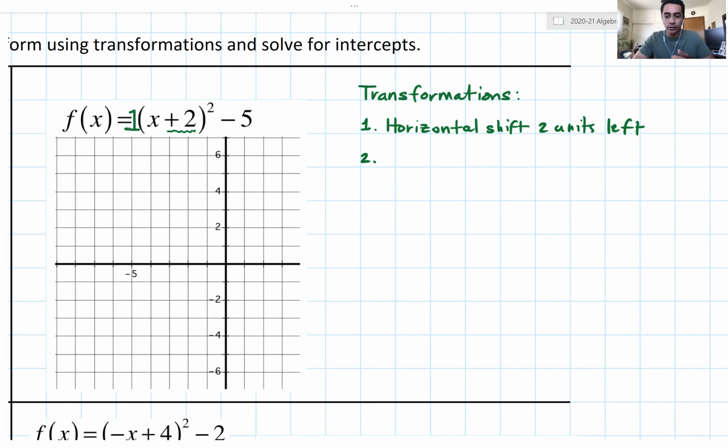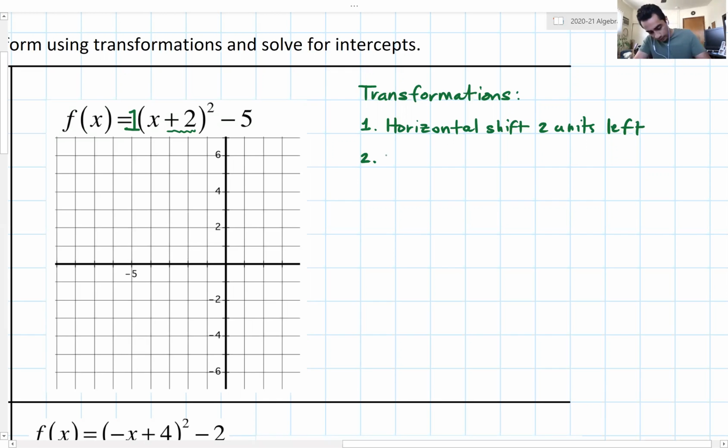Correct. We don't talk about the reflection either because there is no reflection, right? So in this case, there's only 2 transformations and some of them we just skip because they don't exist on this function. So then what would be the other transformation that we discuss?